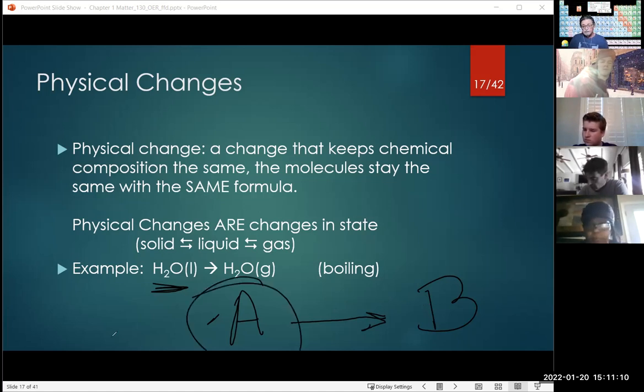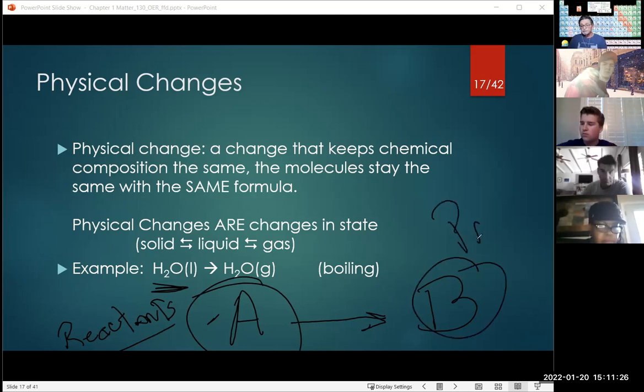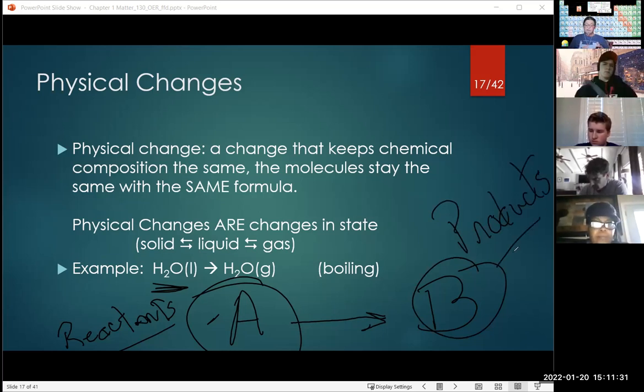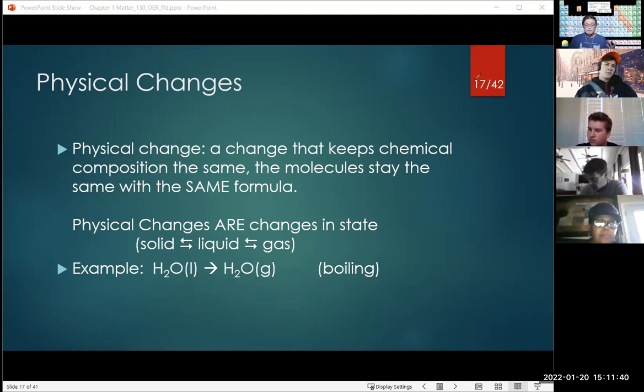The A represents the reactants. To the left of the arrow are reactants. Those are the species that something's going to happen to, either chemically or physically. And then B over here represents the products. B represents something that is the result of whatever happened in this process, either a physical process or a chemical process. So we write these chemical reactions, and that's what we have here.